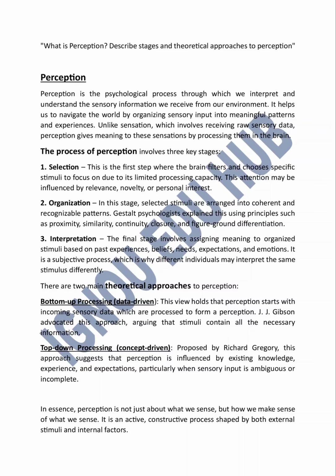Okay. Now, the process of perception. The process of perception involves three key stages: one, selection; two, organization; three, interpretation. First one, selection. This is the first step where the brain filters and chooses specific stimuli to focus on due to its limited processing capacity. This attention may be influenced by relevance, novelty, or personal interest.